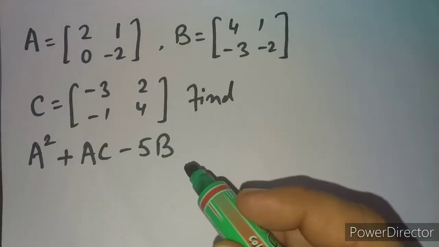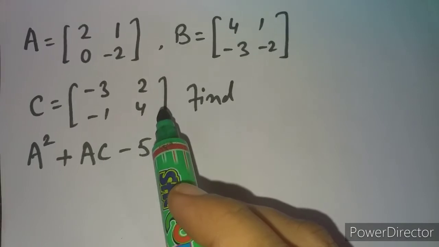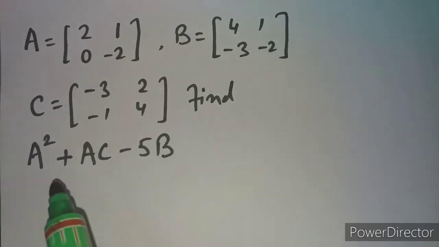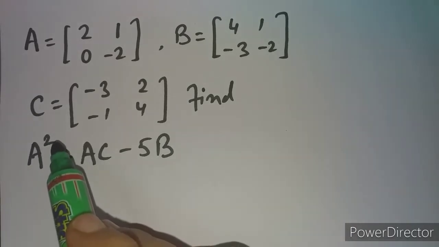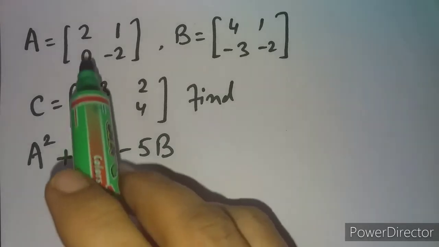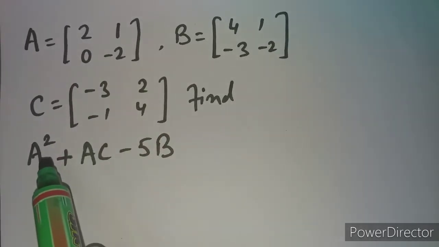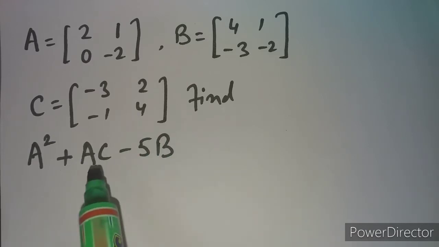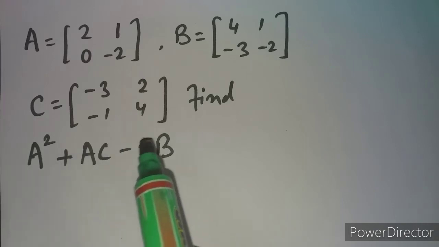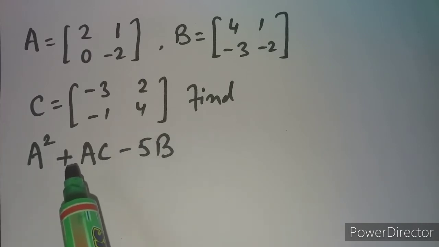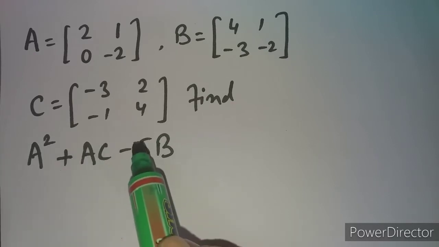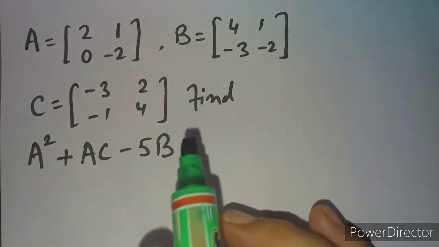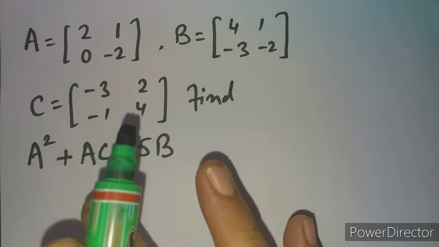So why have I taken it up? First of all, it contains three matrices. Second, it contains many operations: first matrix multiplication, A square, which we have to find, then AC, the multiplication of different matrices, while A square is the multiplication of the same matrices, then 5B, where we have to do scalar multiplication. Along with that, matrix and scalar multiplication, it will check our knowledge of adding and subtracting matrices. So this answer would include a full package of the chapter of matrices, right?